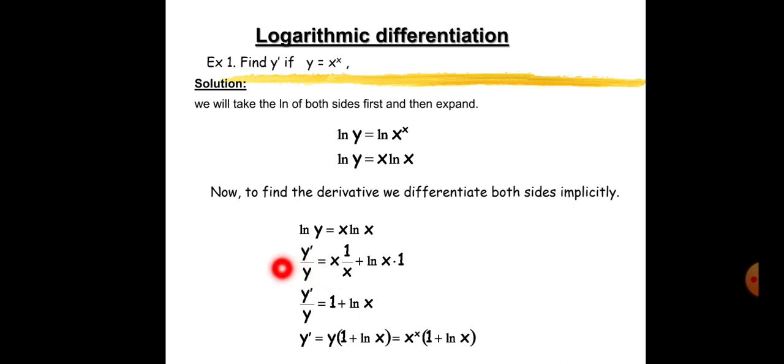Now we have to find y prime. We can simplify the problem here. x times 1 over x equals 1, and we have ln x times 1 equals ln x. Now to find y prime, you can multiply both sides by y to get y prime, as you can see in the last line.